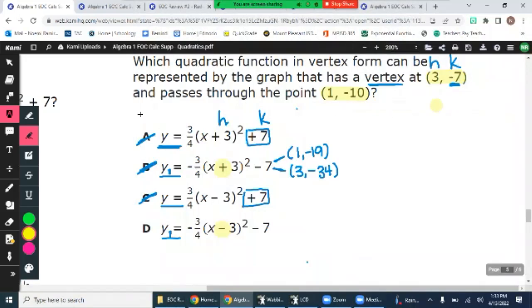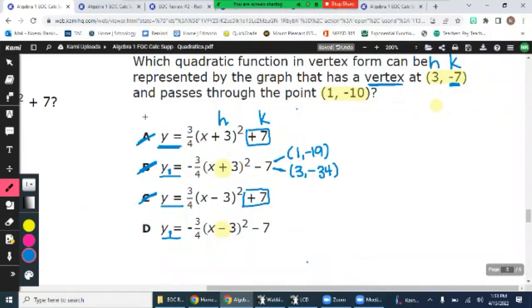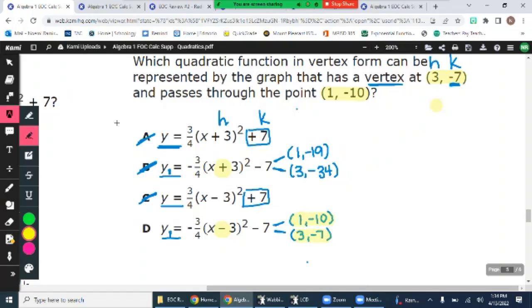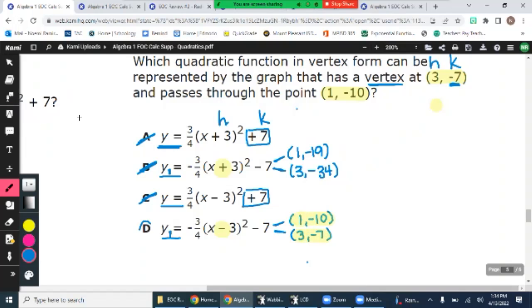You now know how to do vertex form without actually doing any work. You're welcome. But because these are notes, once again, we're going to write some extra stuff in. So this equation, when I put it into y equals, it does give me the 1, -10. And it does give me 3, -7. Highlight those two. This is my correct answer choice because this one gives me the points that I'm looking for. Enter in the page unless you have any questions.